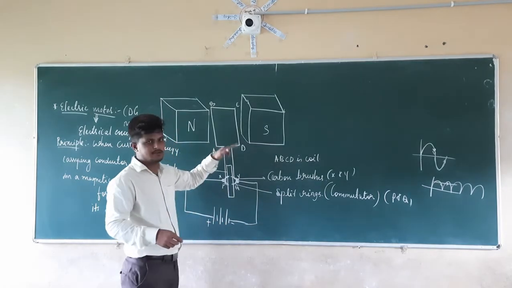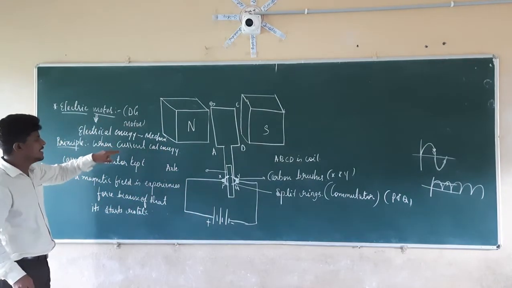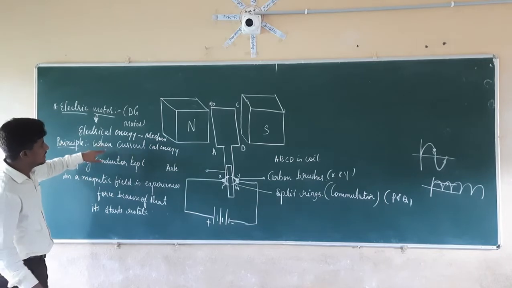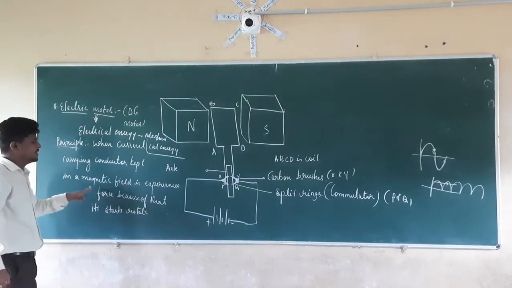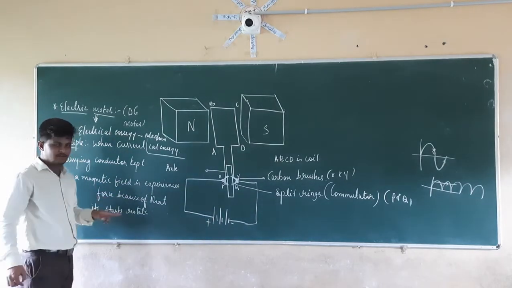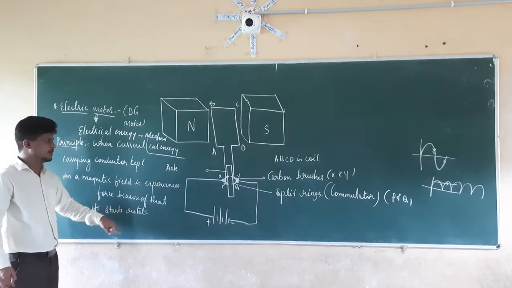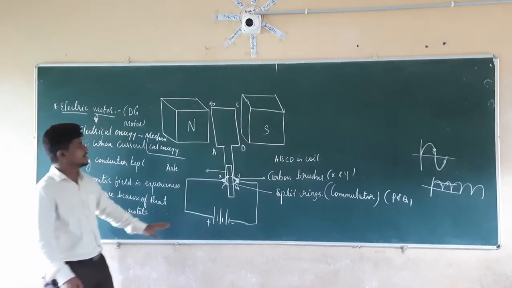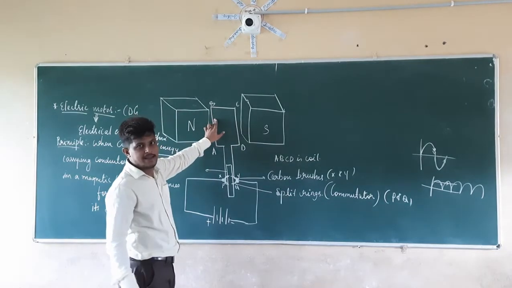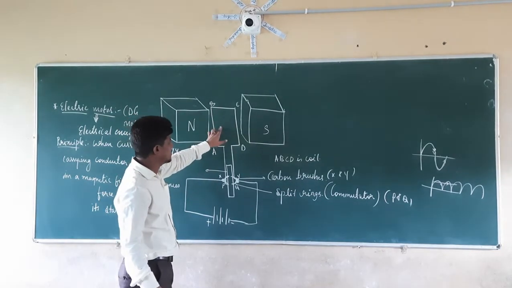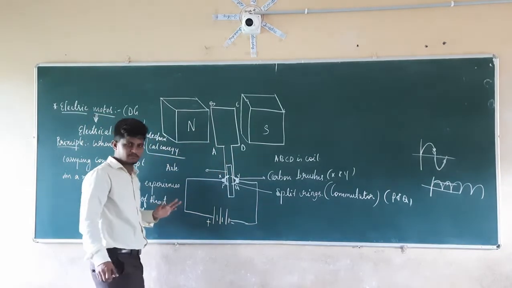So on that principle it is going to work. So what is that principle here? That principle is nothing but when a current carrying conductor kept in a magnetic field experiences a force. Because of that force, it starts to rotate. So this is the major principle of the electric motor.